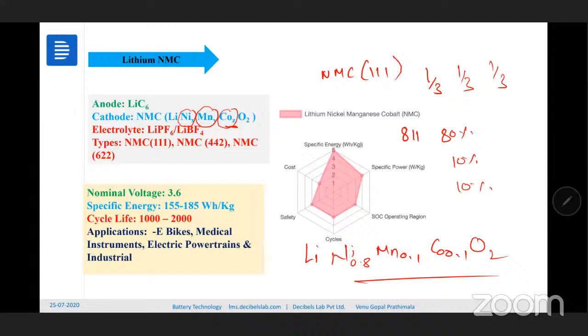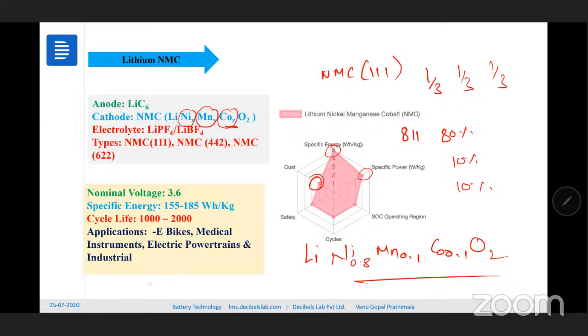The main advantage of these cells is that they have high specific energy and high specific power. And of course, the same operating region, but for an NMC, the operating voltage curve will be different with respect to other curves. I'll show you the discharge curves of all the cells, then you'll get a visualization of these things. And the main problem is cost. It is costly.